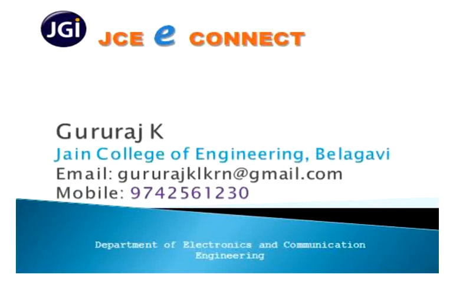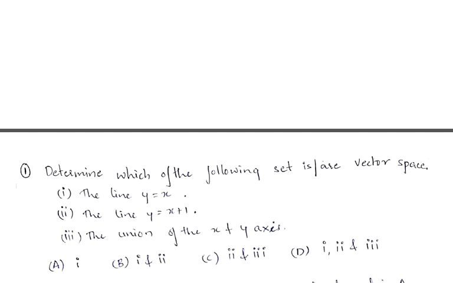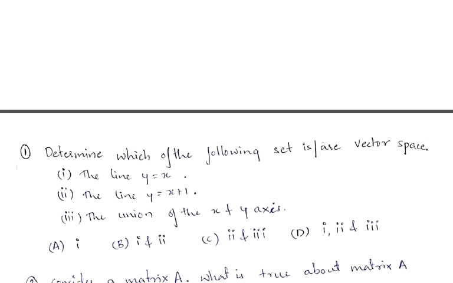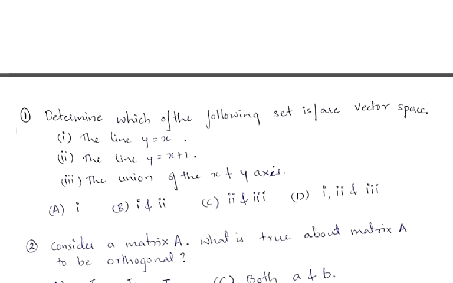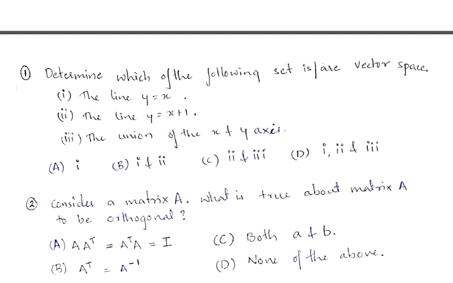Hello all. Today we will try to solve the quiz 2 questions. We'll go one by one through all the questions of quiz 2, the second online assessment. Here, the first question is: determine which of the following sets is or are vector spaces.